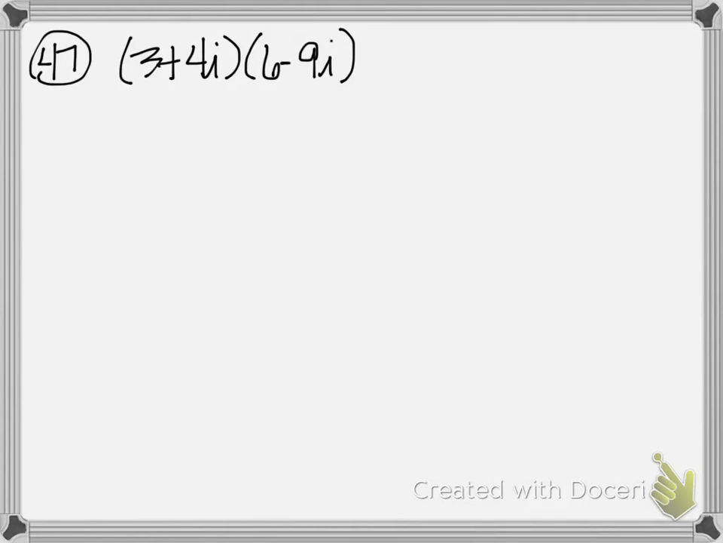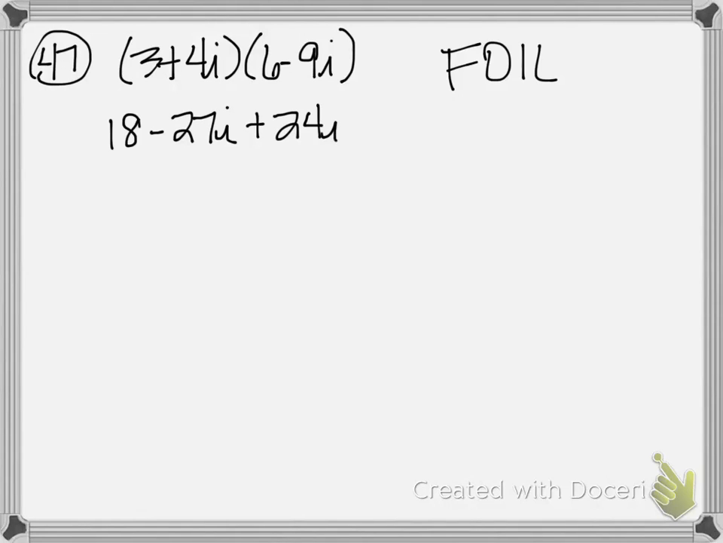Problem 47 looks like a FOIL problem. We have a binomial times a binomial. We've got i's involved, but that's okay. We can still FOIL. 3 times 6 is 18. 3 times minus 9i would be a minus 27i. 4i times 6 would be plus 24i. And 4i times negative 9i would be a negative 36i squared.